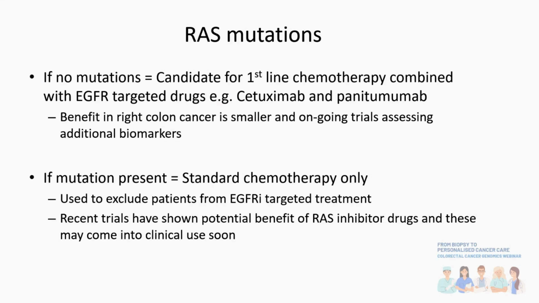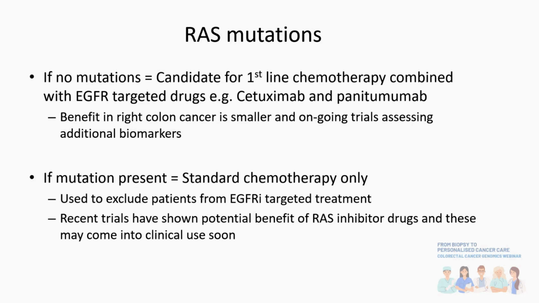So in terms of assessing for mutations in the UK, as I've described, if patients have no mutations or a wild type, they can have a combination of chemotherapy with a specific EGFR targeted drug. So there's two of these drugs, cetuximab and panitumumab. And patients can only in the UK access those drugs in the first line treatment setting. In terms of patients who have mutations, these patients would typically go forward with standard chemotherapy alone.